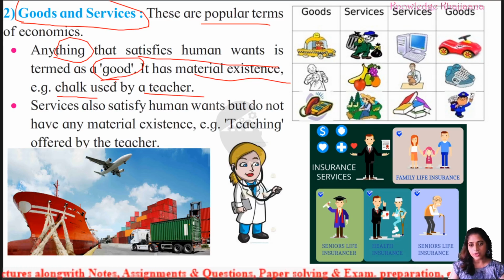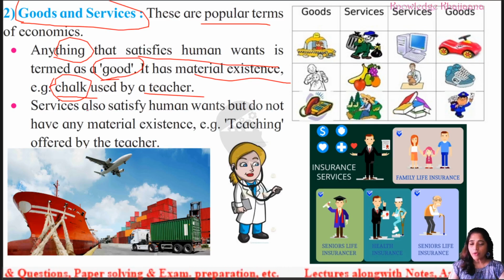The teacher uses it. So chalk can be seen, chalk can be touched. Okay, so chalk has material existence, so chalk can be called goods. And this chalk is used for satisfying the work of writing, which is used by a teacher.